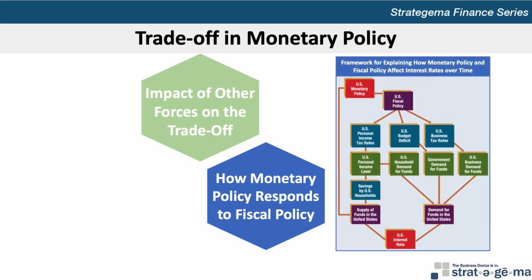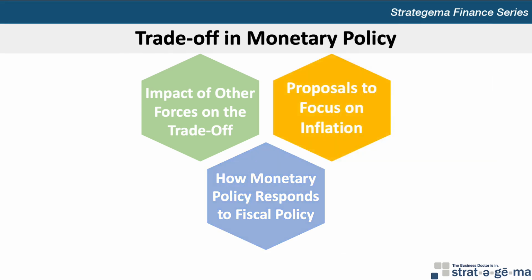This exhibit presents a framework for explaining how monetary policy and fiscal policies affect interest rates. Although fiscal policy typically shifts the demand for loanable funds, monetary policy normally has a larger impact on the supply of loanable funds. Some well-respected economists have proposed that when weighing the trade-off between inflation and unemployment, the Fed should focus more on controlling inflation than unemployment. The Fed might be better able to control inflation if it could concentrate on inflation without having to worry as much about the unemployment rate.